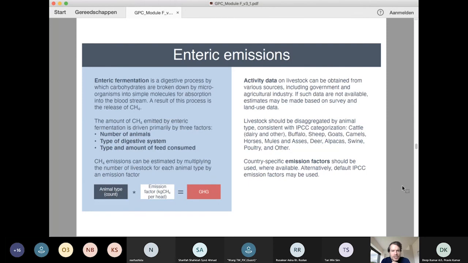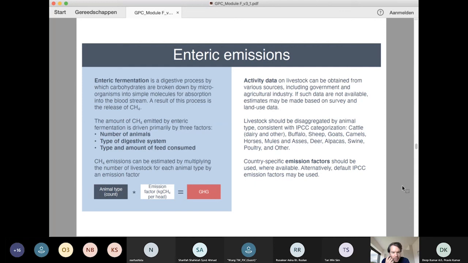So enteric fermentation is the digestive process by which carbohydrates are broken down by microorganisms into simple molecules. This happens in the gut of the animal, and a byproduct is the release of methane. The amount of methane is driven by 3 key factors: the number of animals you have in your city, the type of animal, and therefore the type of digestive system. Some animals have a more active digestive system than others, but also what kind of food they consume, because that will also determine how and what they digest.